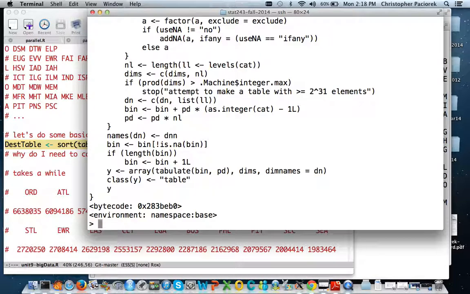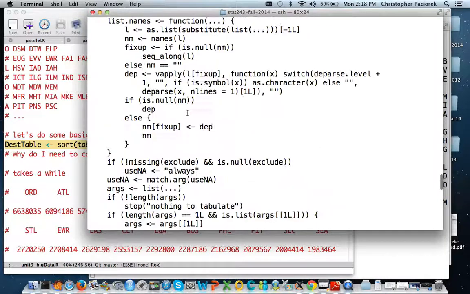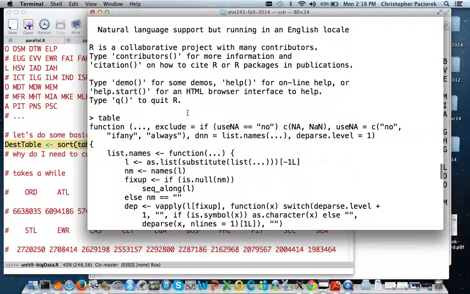Suppose I look at table here. If I just look at the table in the base package without loading in FF, it's a function, but it's not one of these S3 generic functions. So if I call table on an FF object, since this is not a generic function, it's not going to have things set up to then go look for the table.ff function.